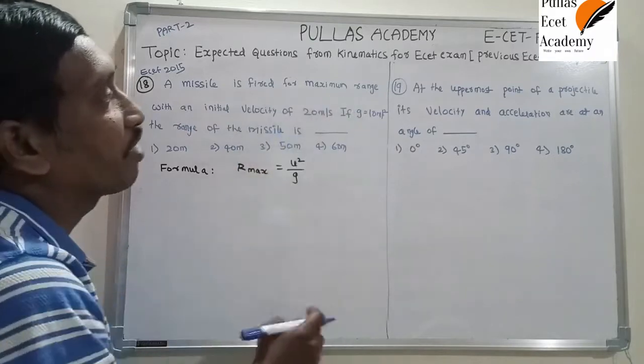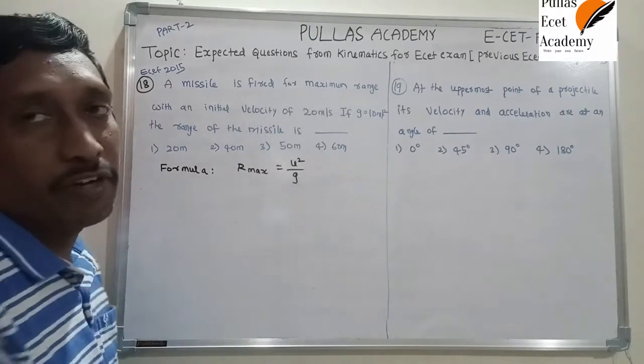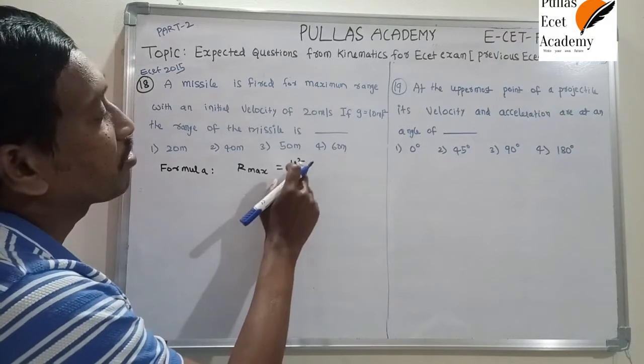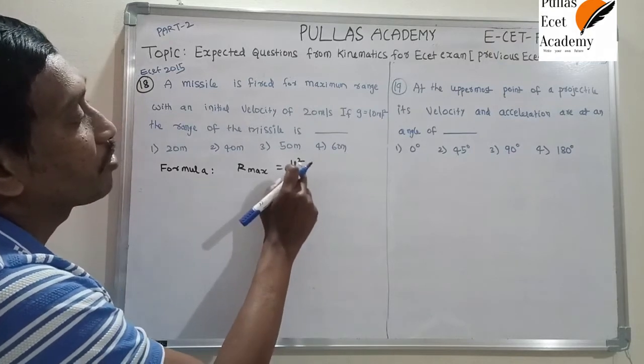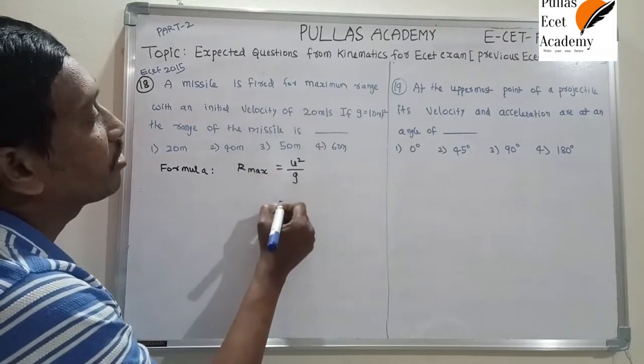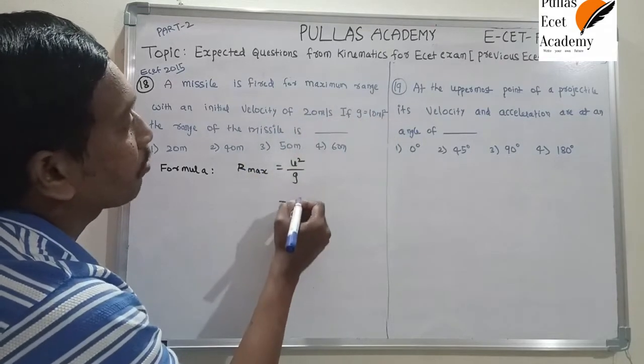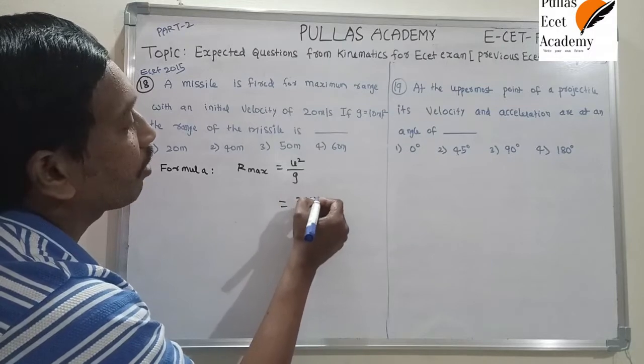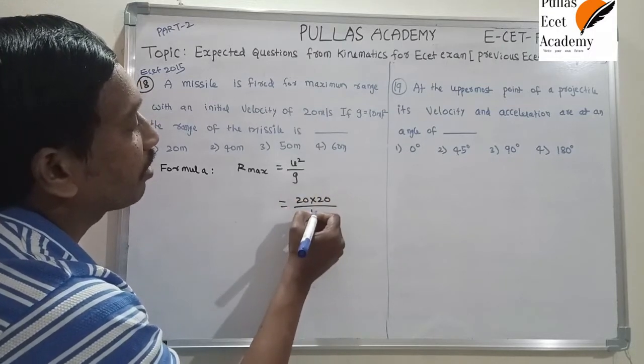That is why theta is not given. At theta equal to 45 degrees, the range becomes maximum, so the formula is u square by g; otherwise it is u square sin 2 theta by g. Here u is given and g is also given. Substitute: 20 square means 20 into 20, and g is given as 10.